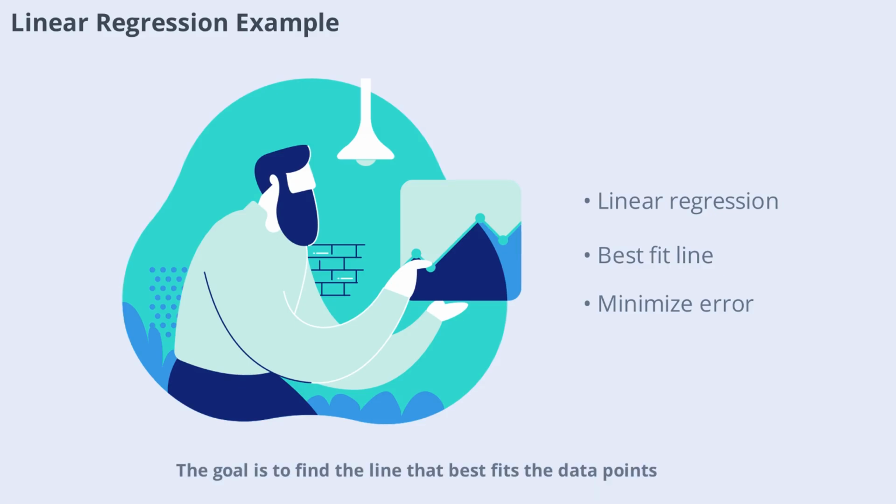Let's consider linear regression, a simple yet powerful machine learning algorithm. The goal is to find the line that best fits the data points. Gradient descent is used to adjust the slope and intercept of the line so that the sum of squared errors between the predicted and actual values is minimized.